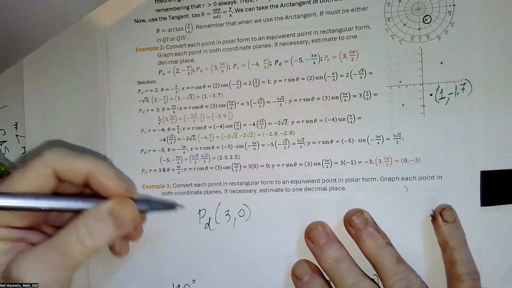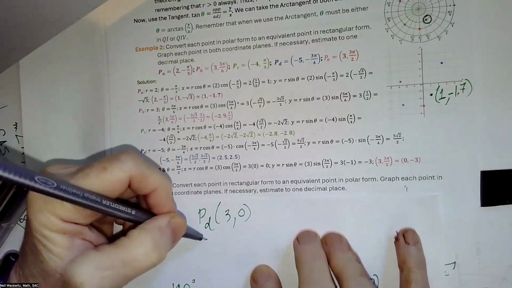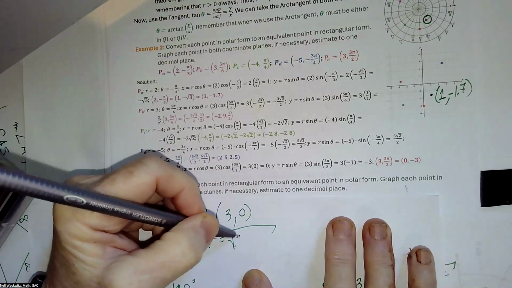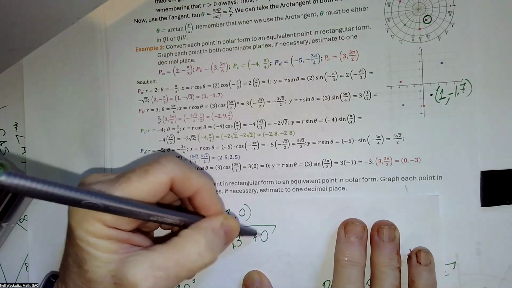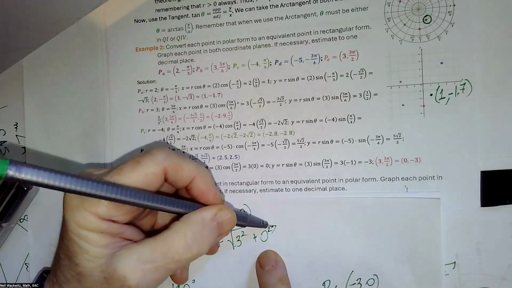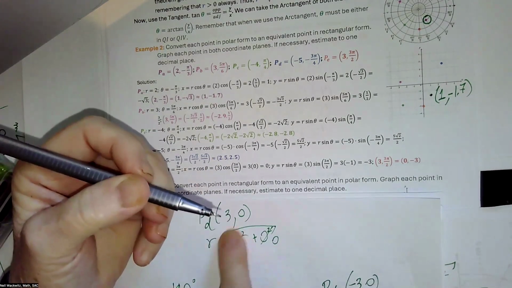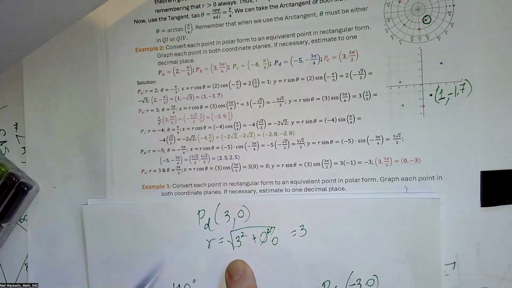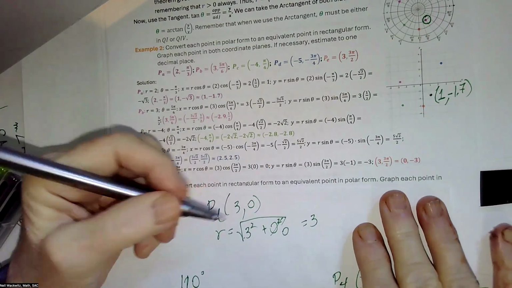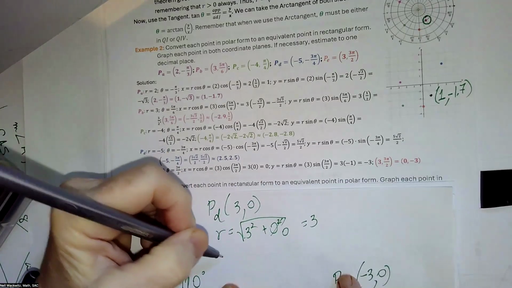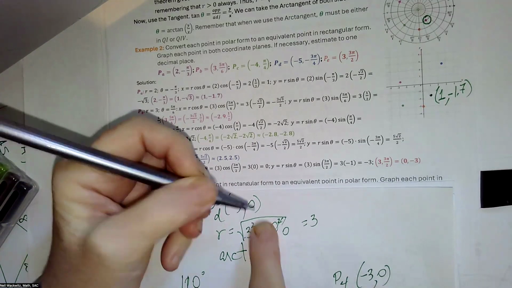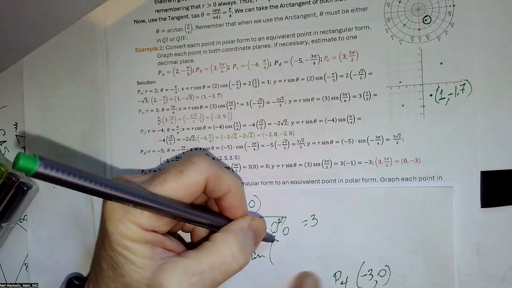And we've got one more, point D in rectangular coordinates is 3, 0. To find R, we're going to have the square root of 3 squared plus 0 squared. Well, 0 squared is 0. 3 squared is 9, and the square root of 9 is 3. That's kind of groovy.